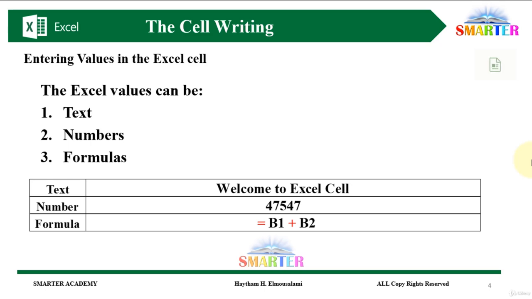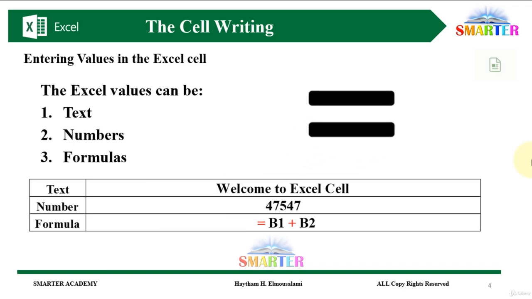Cell writing. In Microsoft Excel, a cell can be written with three types of content: text, numbers, or formulas. Text like "welcome to Microsoft Excel". This is a text. You can also enter a number such as 47547, or you can enter a formula. But if you want to enter a formula, you first write an equal sign.